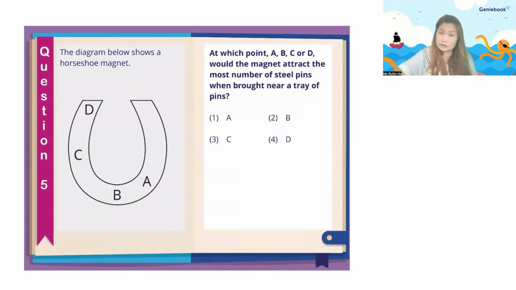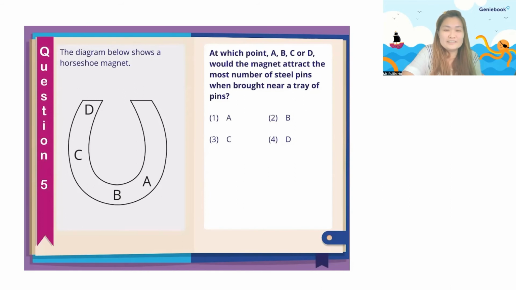All right, now you have a horseshoe magnet. They're asking you, you brought this horseshoe magnet near a tray of pins. So which part of the magnet will actually attract the most number of pins? I like to say bubbles, but this class I call bobas. All right, so you have 1 minute for this bubble. Question number 5. Let's go.